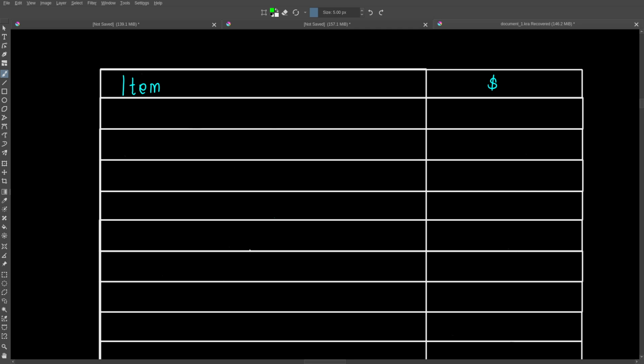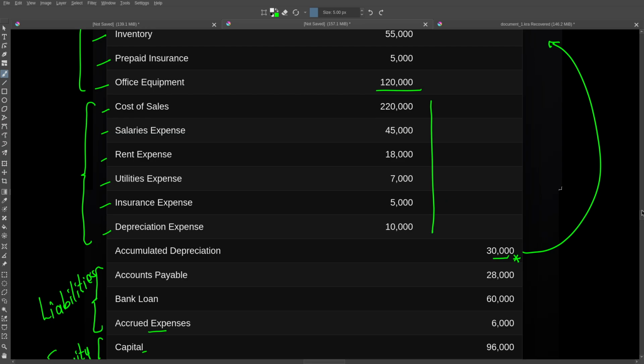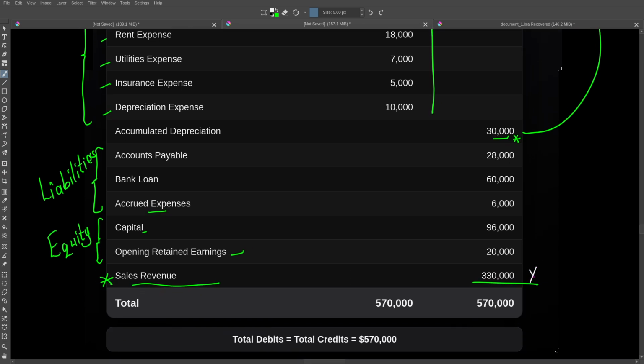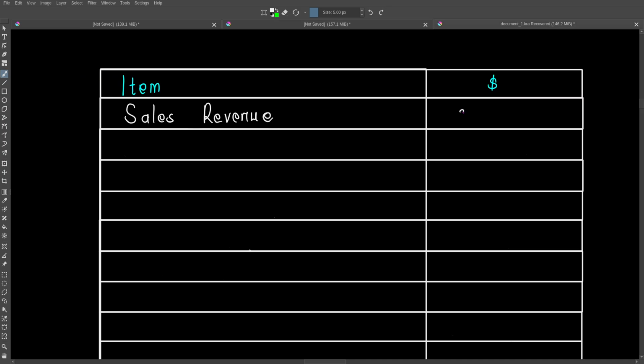How does the statement of profit or loss look like? We first start by getting our gross profit, and our gross profit starts with our sales revenue. In this case, we can see we have our sales revenue, a balance of 330,000. So we come and include 330,000.